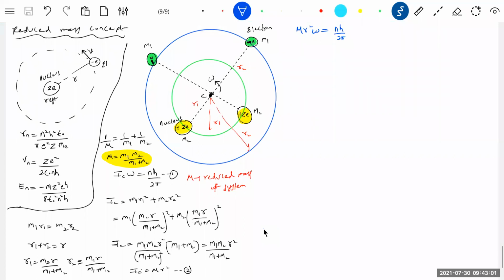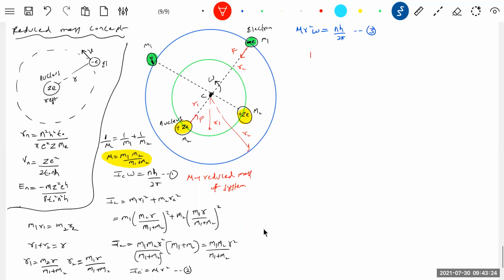Who will provide the required centripetal force? The electrostatic attractive force between them will provide the required centripetal force. So this will be equation number 3.